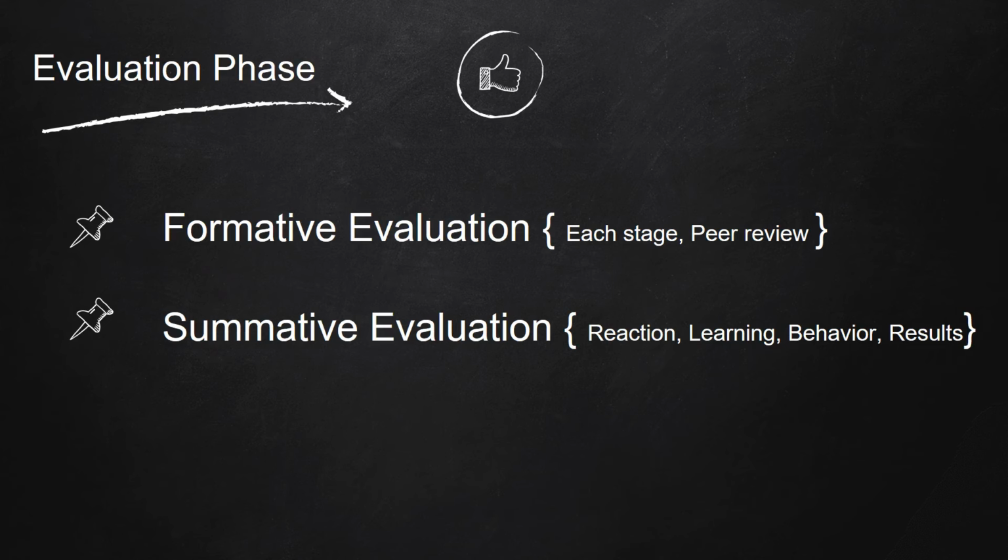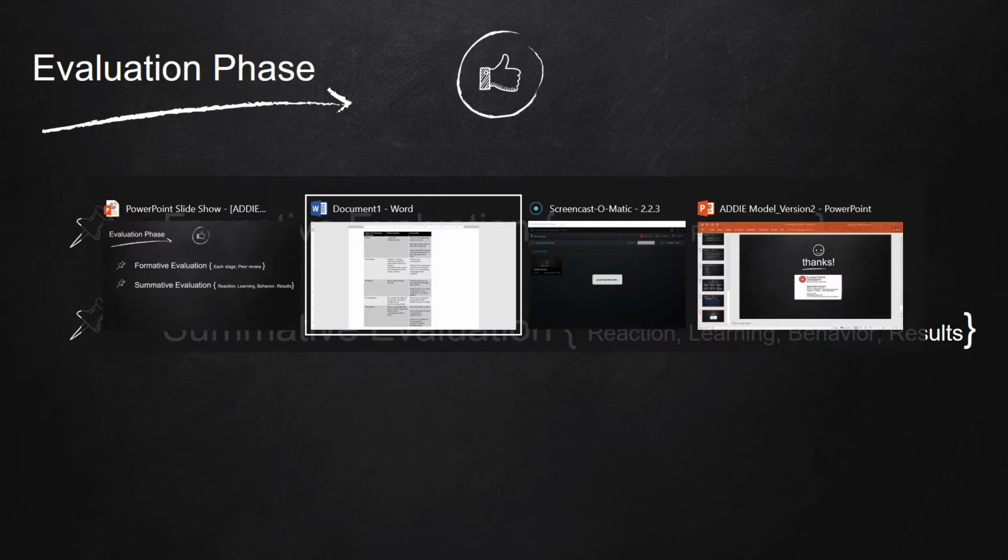That brings us to the last phase of the ADDIE model, the evaluation phase. Why do we evaluate? To determine the worth of the training, whether the training is worthwhile and significant, there is a set of criteria to validate that. There are two types of evaluation. One is formative, the other is summative. Formative evaluation happens at each stage after analysis, design, development, and implementation. Summative evaluation happens based on Kirkpatrick's evaluation model.